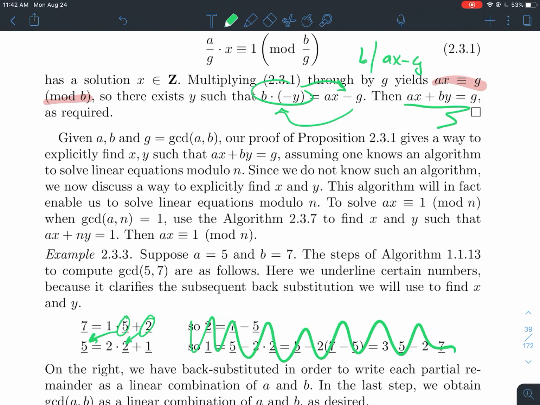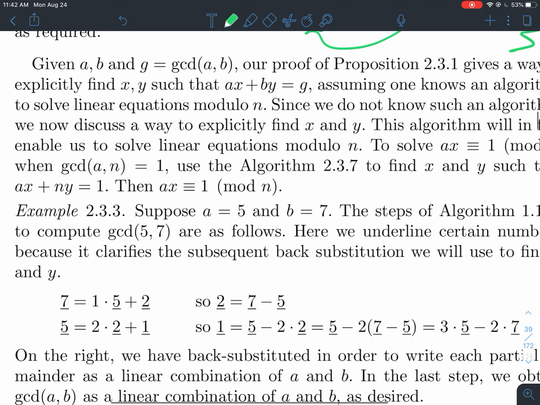So now what we're going to do is go backwards. So now is where I'm going to look at this. Just look at this top equation. Solve that for 2. Solve that for the remainder. So that says that 2 is equal to 7 minus 5. And what am I going for? I'm trying to always keep this side as some expression involving my a and b, my 5 and my 7.